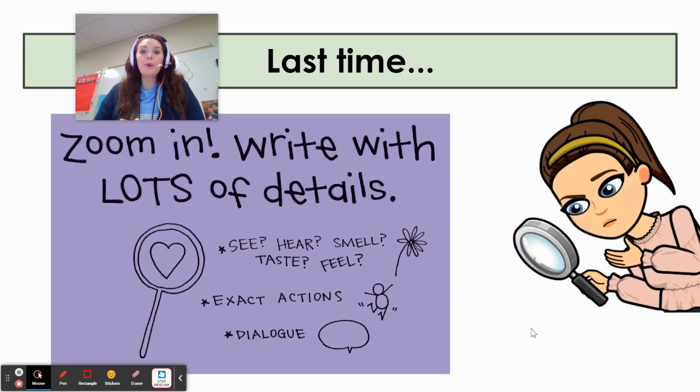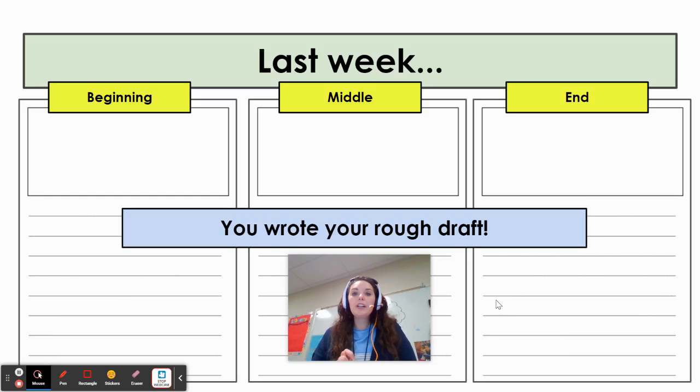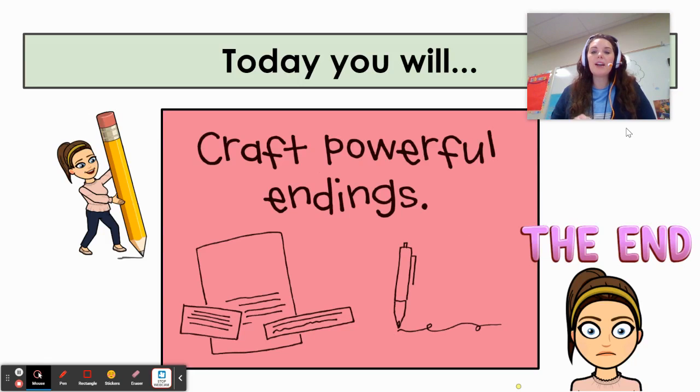Last time, as you wrote your rough draft, you were thinking about how you could zoom in and include lots of detail in your story by adding exact actions that the characters did and including dialogue. You included those writing elements, exact action, and dialogue into your rough draft. Today, we will focus on the end of your story in your rough draft and think about how we can craft a powerful ending to your story and make it even better than it already is.